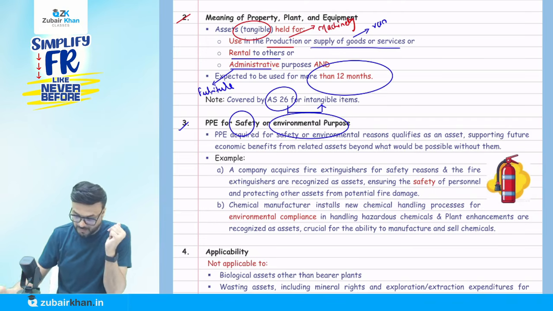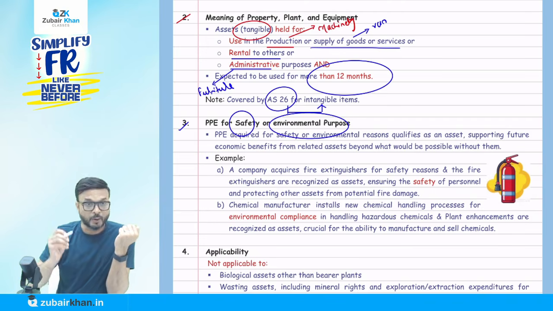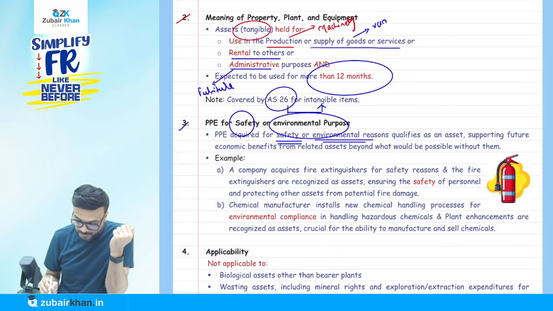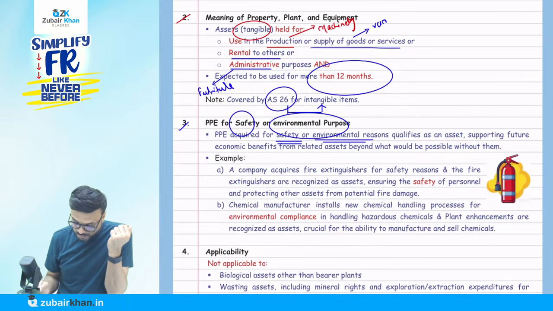So this says that here now. What we pencil. Okay. Now they say PPE acquired for safety or environmental reason. Okay. Is it okay? Blue color or should I change it here? Blue. Red is okay. Okay.